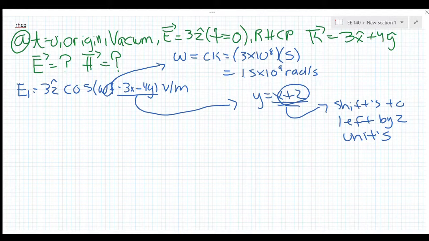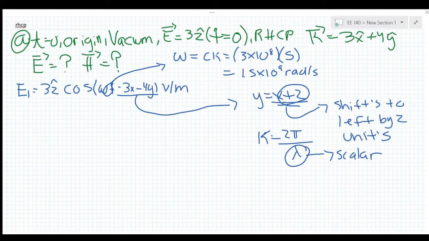And k is equal to 2 pi over lambda. Lambda is a scalar, so it deals with magnitude and not direction. So that's why we don't have hats written over our 3x minus 4y.